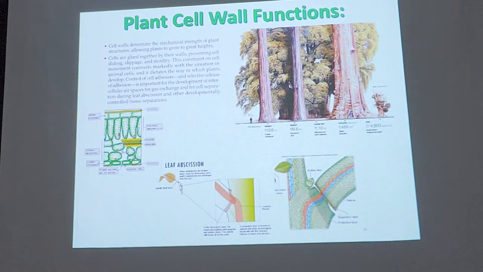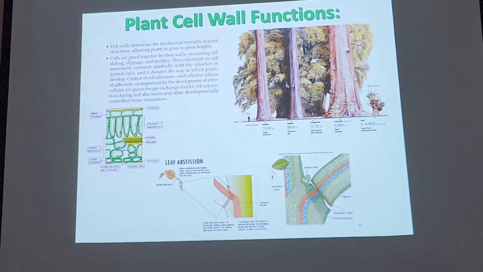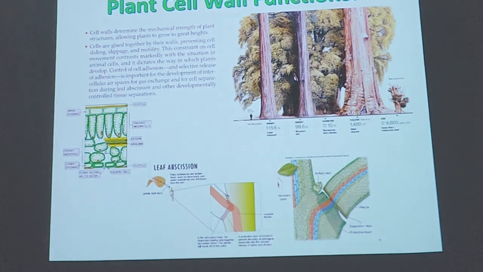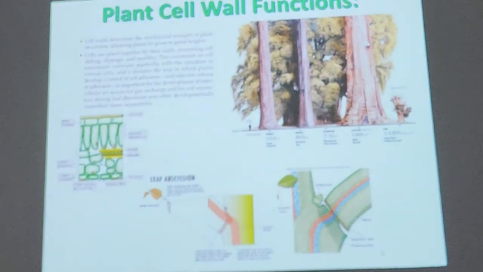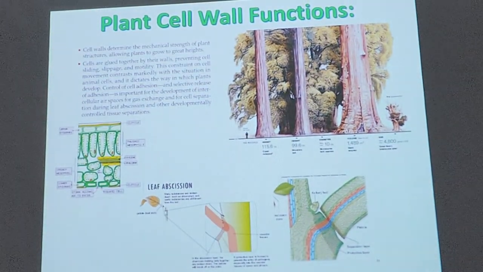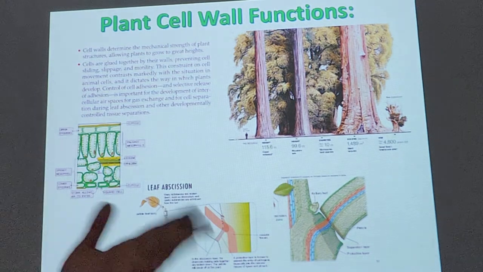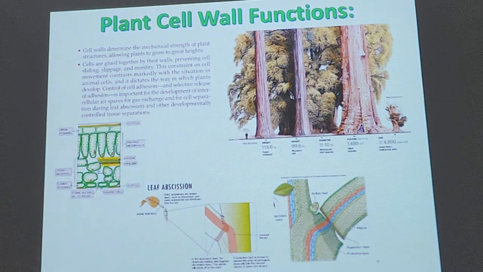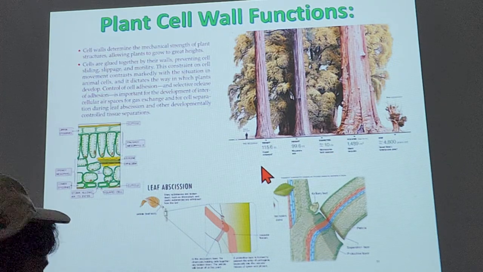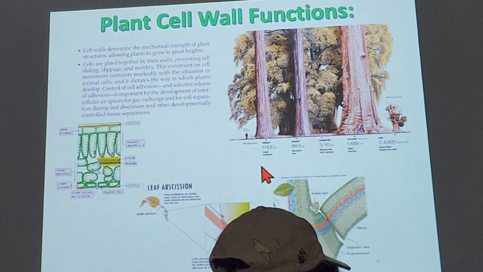Due to this, the cell wall enables plants, even though they haven't got any bones, to go very high, to go very big. Look at some of the highest trees in the world here. I don't know whether you can see or not. If you have your notes, you can see it.